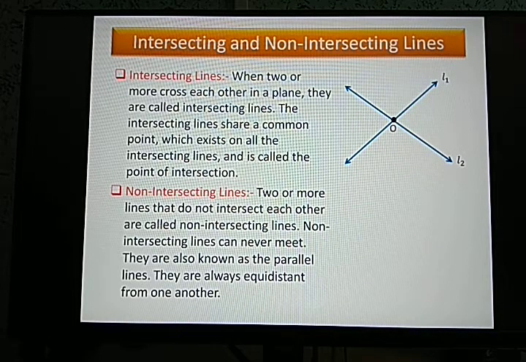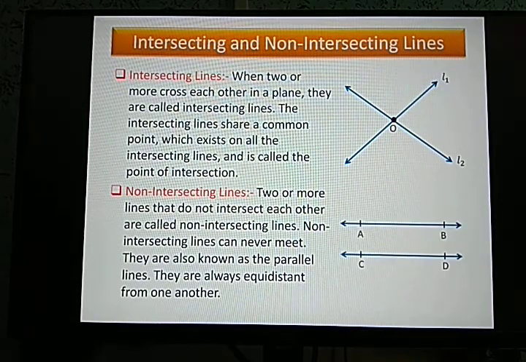And they are always equidistant from each other. This means that at any point, if we measure the distance between the two lines, it will remain the same. So as you can see in the figure, the lines AB and CD are parallel lines, or you can say non-intersecting lines. They will never meet if we extend them till infinity, and the distance between AB and CD will remain the same throughout.